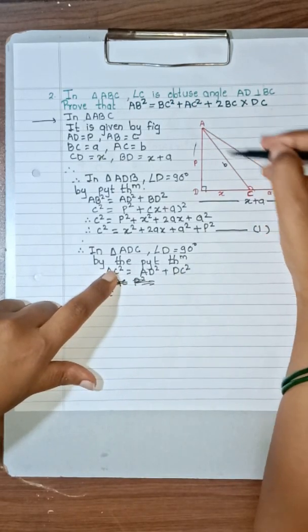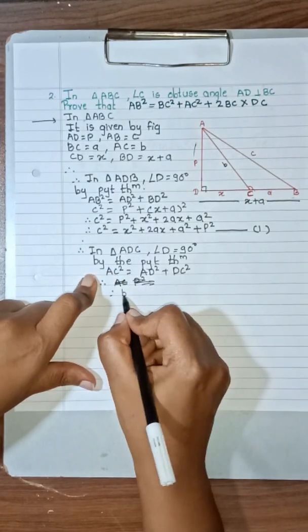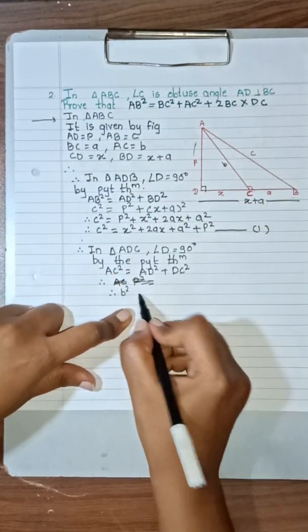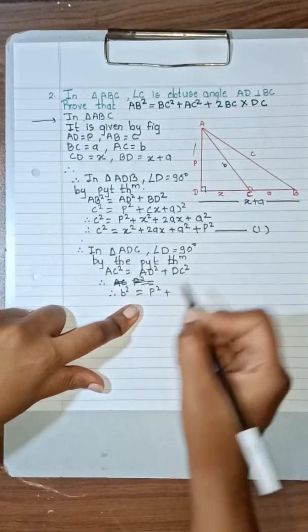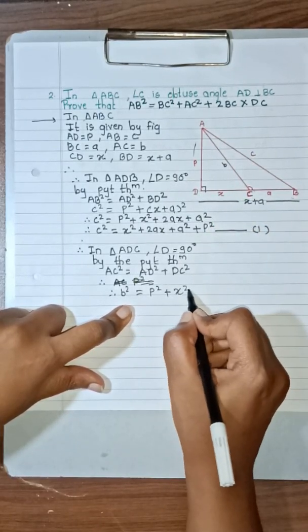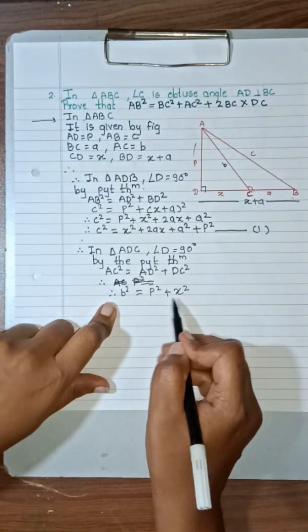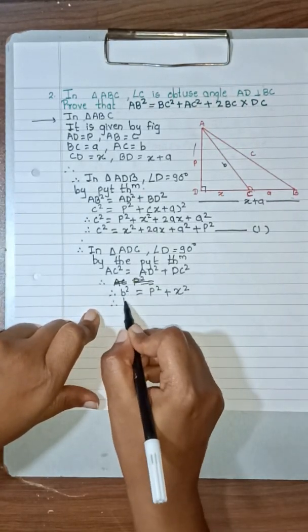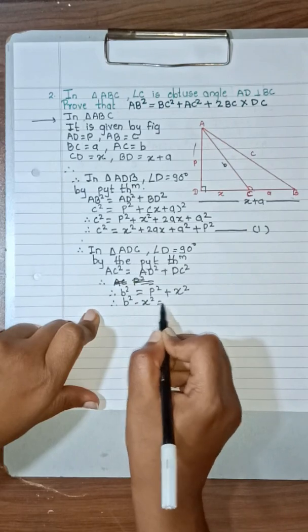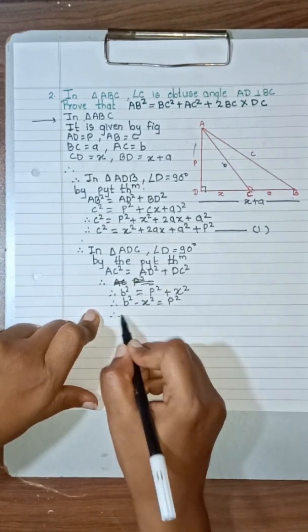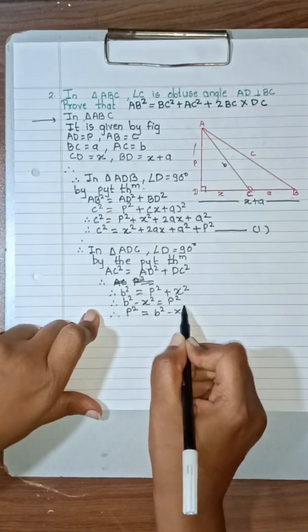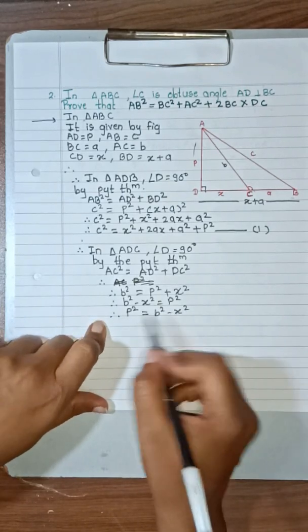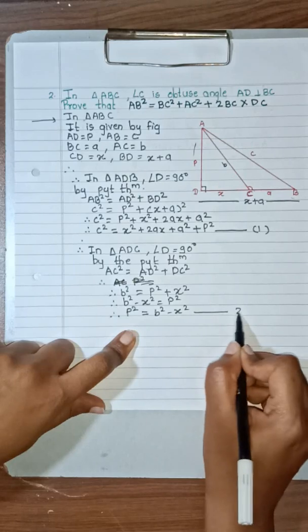AC square is B square. B square is equal to AD square, AD is P, so P square plus DC square, that is X square. Now what we'll do, we'll shift this X square to the other side. Therefore, B square minus X square is equal to P square. We'll write it in a correct form, that is P square is equal to B square minus X square. So here we have got the value of P square. We'll put it as equation 2.